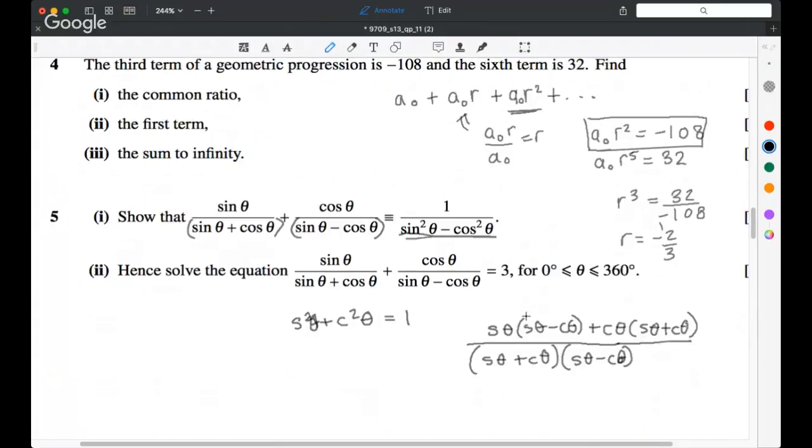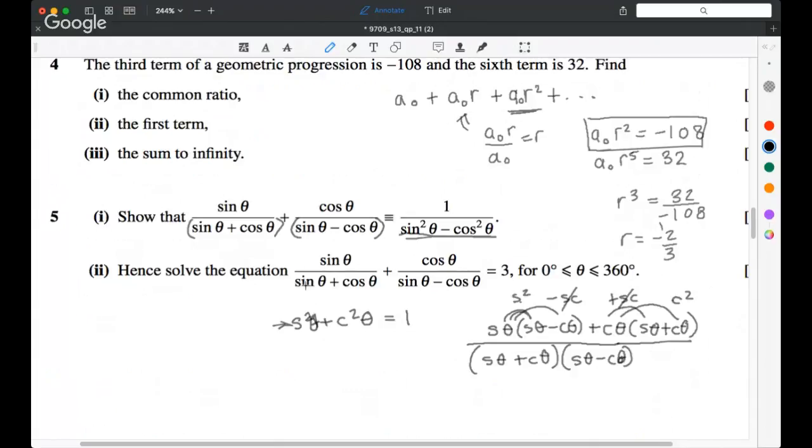On the top, this is going to give you a sine squared. This is going to give you a minus sine cosine. This is going to give you a plus sine cosine. And this is going to give you a cosine squared. So you find the mixed terms disappear, and you're left with sine squared plus cosine squared, which the identity tells us is 1. And there, you've solved it.